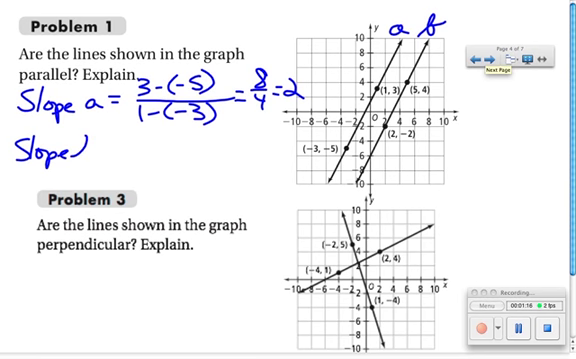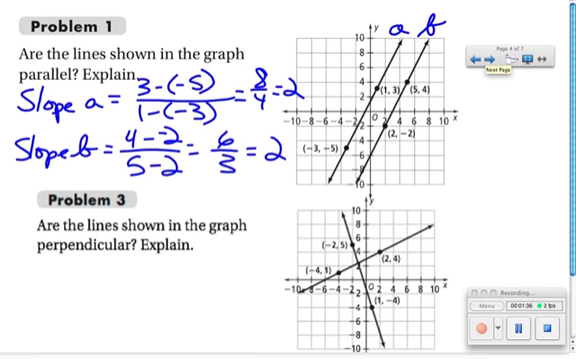Slope of B, same idea. Y's over x's gives me 4 minus negative 2 over 5 minus 2, giving me 6 over 3, which also reduces to 2. Which makes me think of something, so let me pause just one moment. Eyes up please so you see what I'm referring to. I end up with students that stop here and say, well, they're not parallel because they're not the same thing. Take that extra step and reduce your fractions.